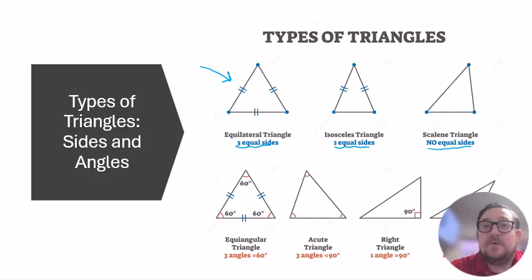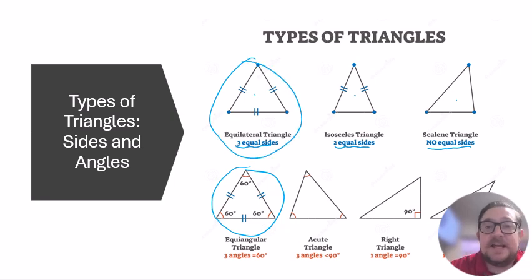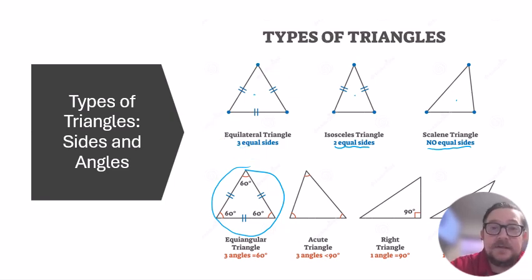Now once you know what type of triangle it is by how many sides are the same, then you also have to tell what kind of angles the triangle has. So if every angle is the same, we call it an equilateral triangle. So an equilateral triangle has the same number of sides and the same degree of angles.